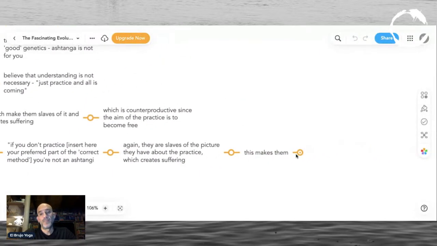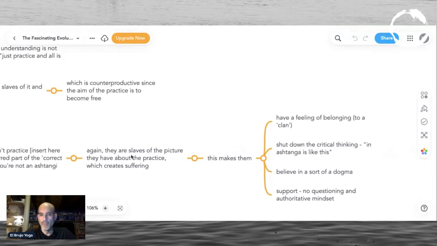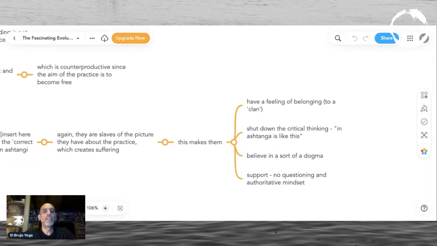And when you are in this mindset, you have a feeling of belonging, which you can have anyway if you are focusing on the how as well, but it's kind of more healthy when you are focusing on the how. So this would be a feeling of belonging, like a clan. And this is what they are identifying with.